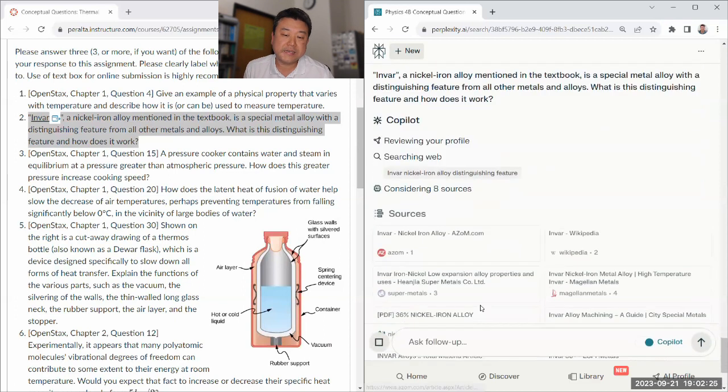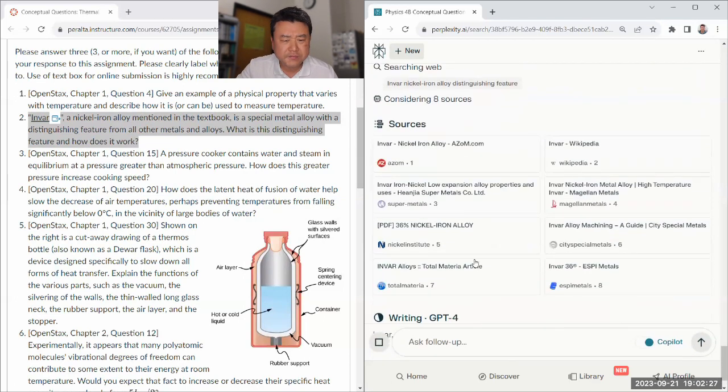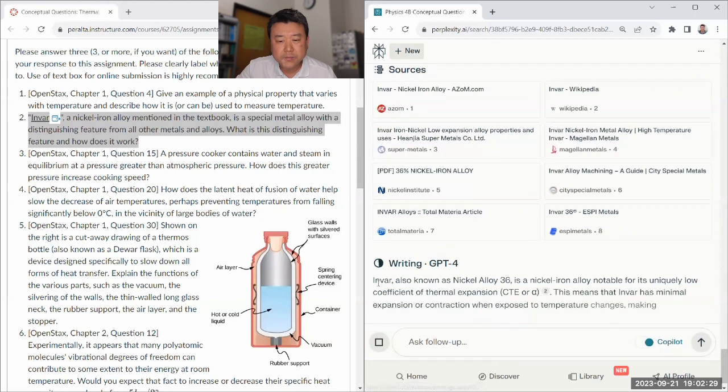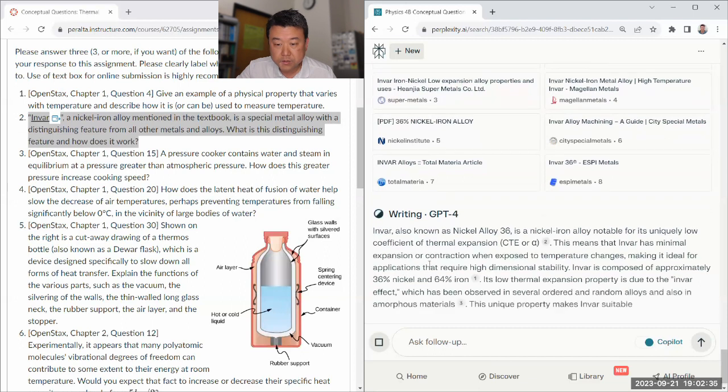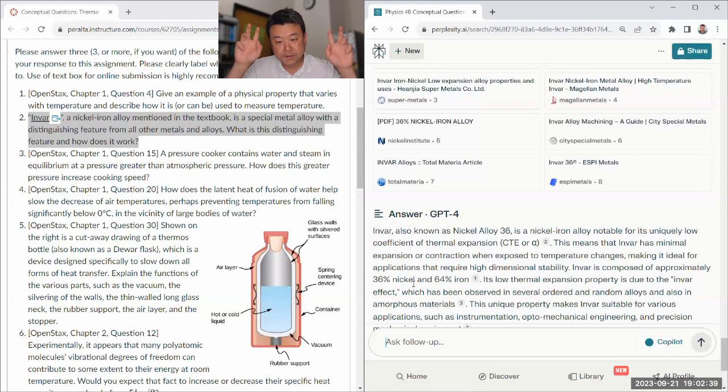So for this Invar question, I'm pretty sure it can look up quite a bit. Yeah, nickel alloy 36. It's minimal thermal expansion composed of that, due to the Invar effect.